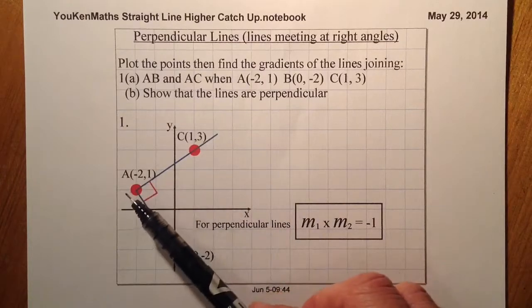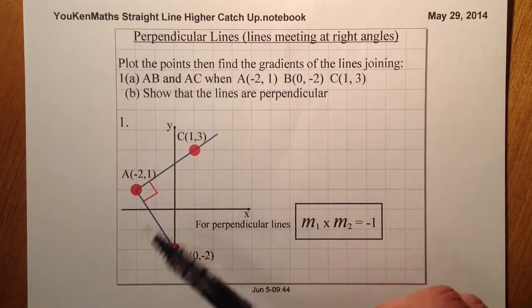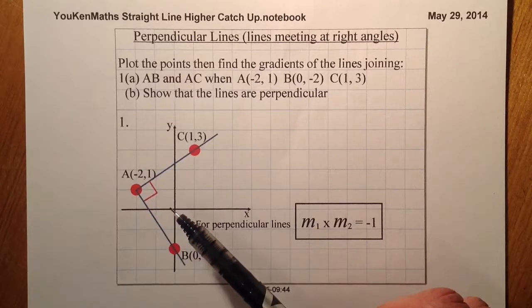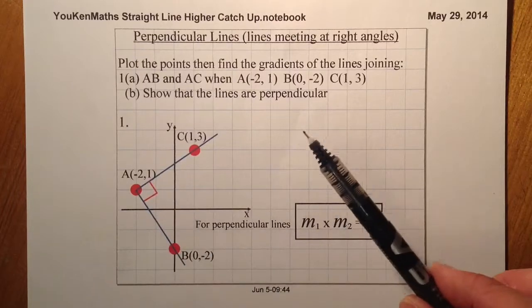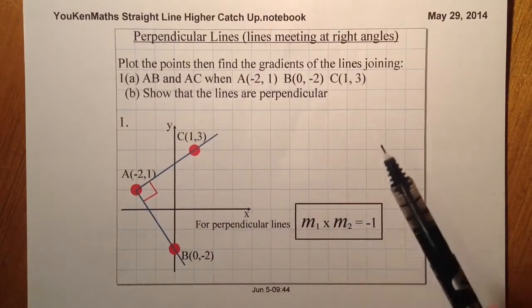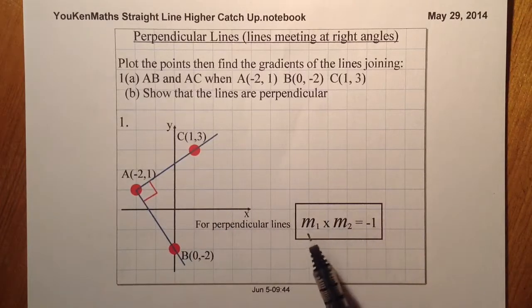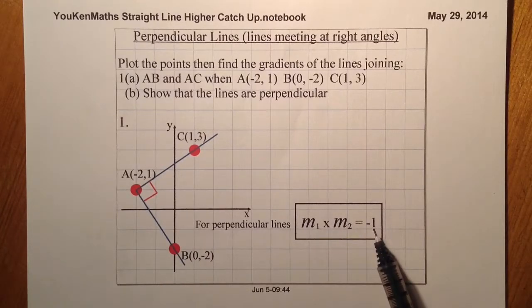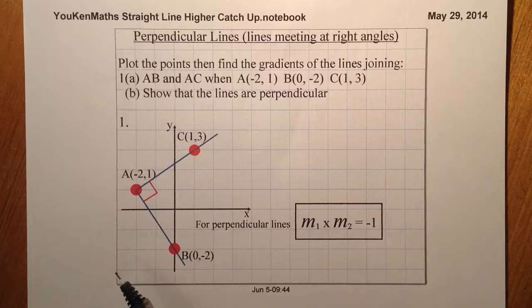So what I can see here is that these lines are meeting at right angles. When I'm trying to look at perpendicular lines, I'm trying to prove that the lines are at 90 degrees to each other. The way I'm going to do that is through working with gradients. When I work out the gradient of AC and the gradient of AB, if I multiply the two of them together, I should result in -1. If that property exists, then I can state that the lines are perpendicular.